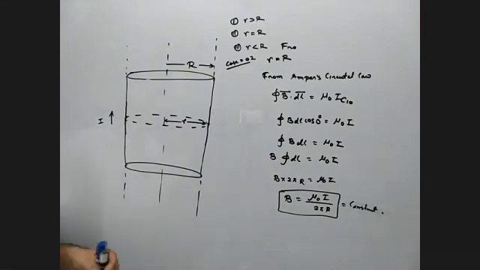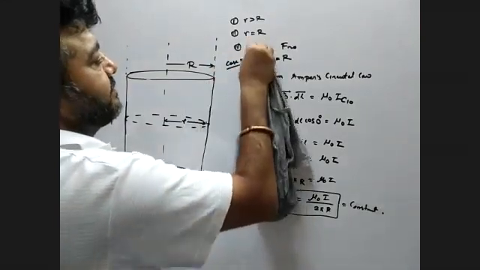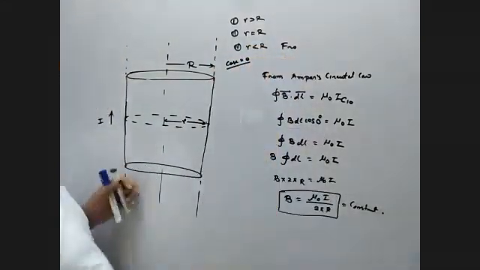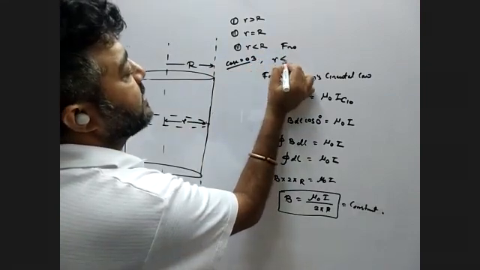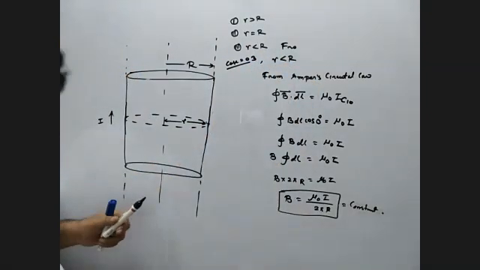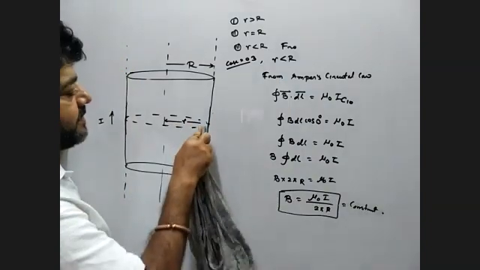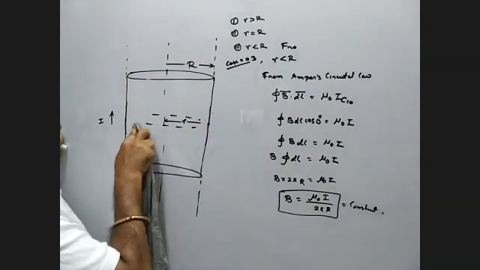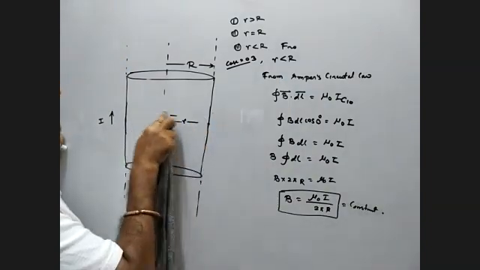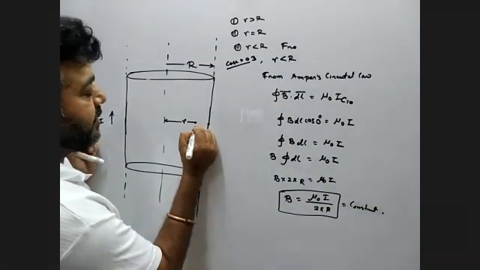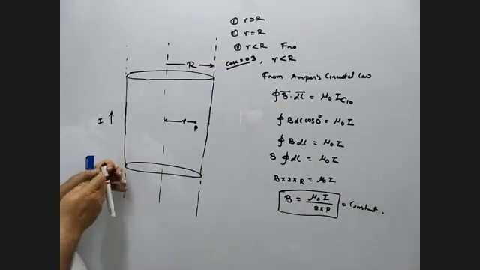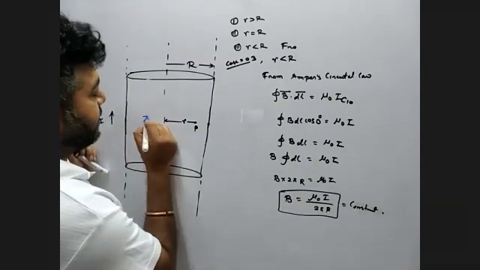Now case 3. In case 3, small r is less than capital R. So now this point is inside. Suppose P is the point which is at a distance smaller than R.